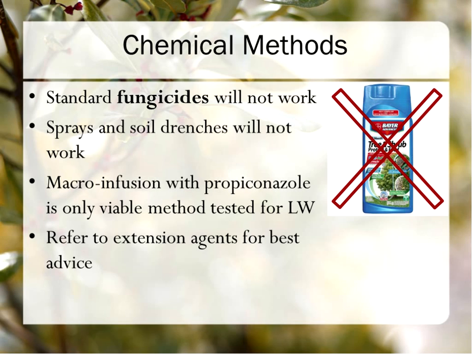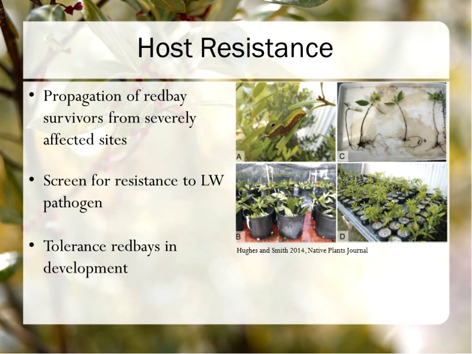Right now, the only thing tested has been that propiconazole through the macro infusion process. There's also other ways to get the fungicide into the tree, but the only one we really suggest is this macro infusion process. And of course, these recommendations change over time, so you want to refer to your extension agent. You can email me, and we can try to give you the best up-to-date recommendation.